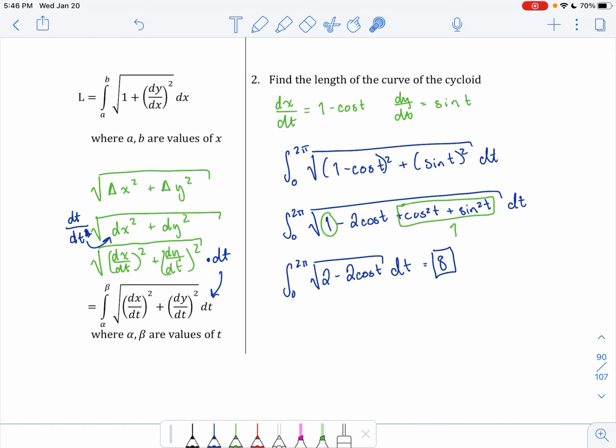So again, you've got your two new formulae to deal with integrals, both area and length, using parametric equations.